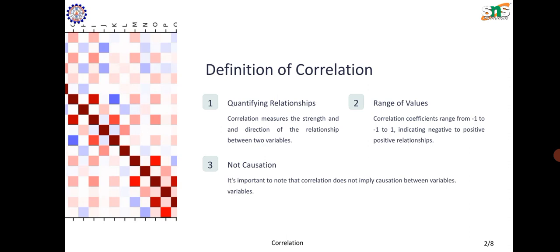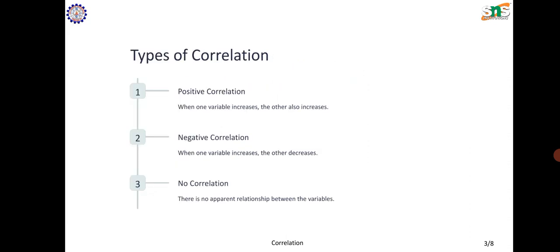Definition of correlation: quantifying relationship. Correlation measures the strength and direction of the relationship between two variables. The range of values: the correlation coefficient ranges from -1 to 1. It indicates a negative to positive relationship, not causation. It's important to note that correlation does not imply causation between variables. Types of correlation: positive correlation, negative correlation, no correlation.